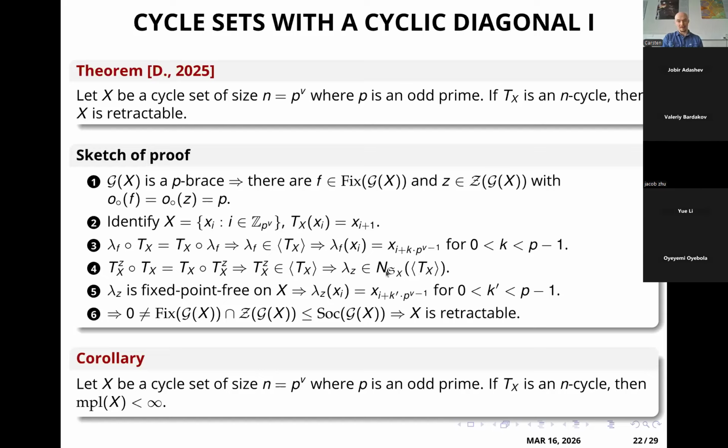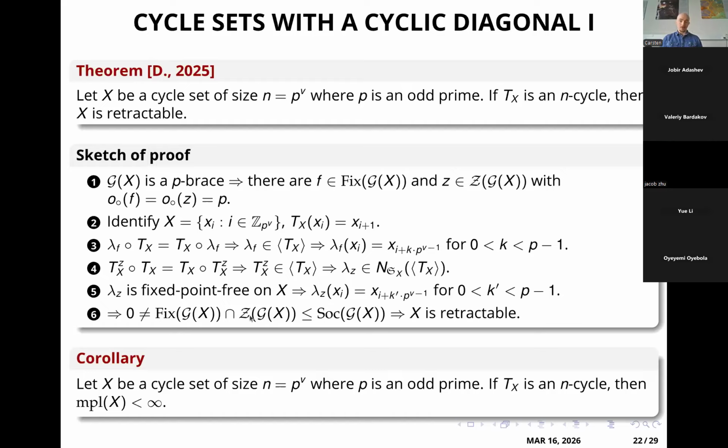in the normalizer of T. And also, again, we get that lambda z has to be of this form. And so we see that, in fact, in our brace, the fix and the center intersect. And this means, in particular, they intersect in the focal, which implies that our cycle set is retractable. And this is the whole proof, this case.